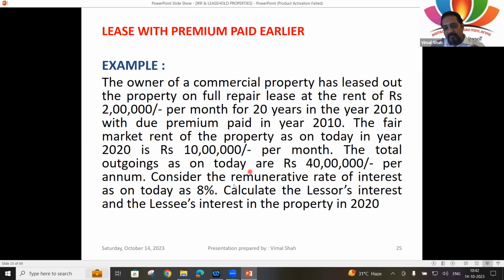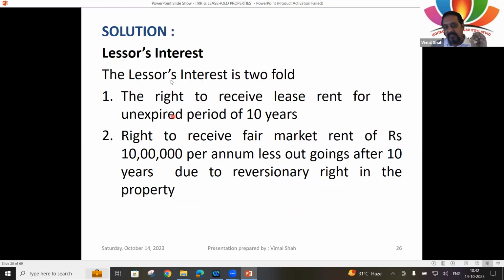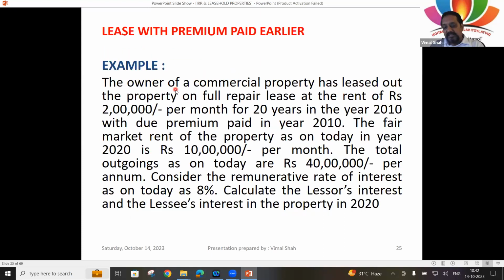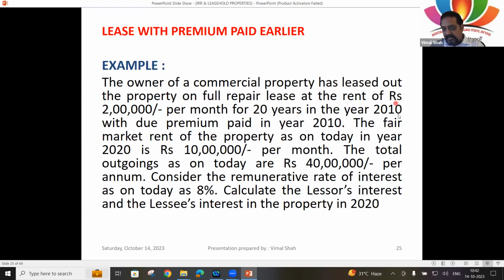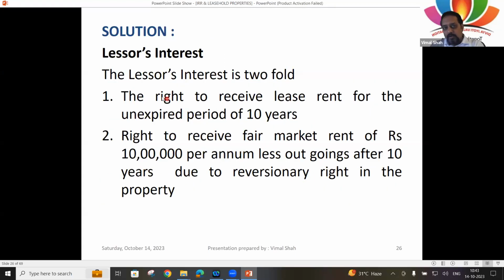So here let us calculate the lessor's interest and lessee's interest. So lessor's interest will be twofold. The right to receive lease rent for the unexpired period of lease, that is for 10 years, because lease started in 2010. It is for 20 years. So lease will end in 2030. We are doing valuation in 2020. So in 2020, he can get the rent for next 10 years. So it is the right to receive lease rent for the unexpired period of next 10 years. And then right to receive fair market rent of 10 lakh per annum.